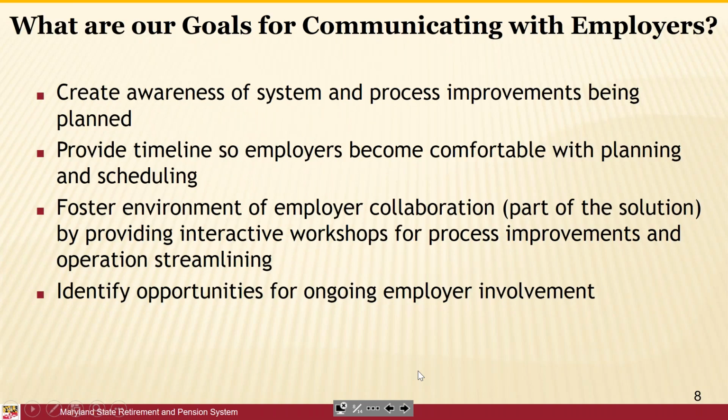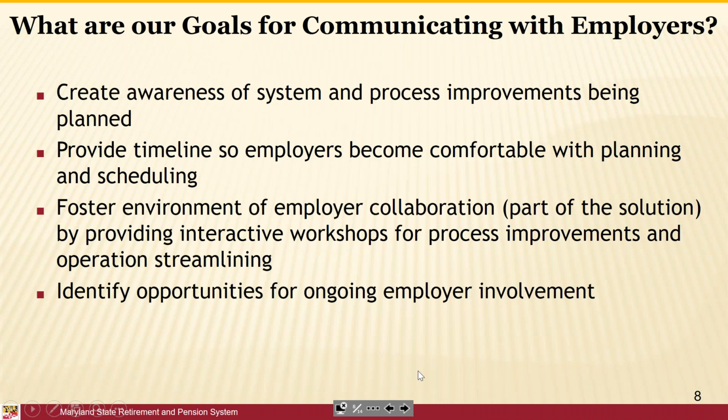But first, we want to go over the goals for communicating with employers. We know that communication is the key to success. So we want to make sure that we are communicating with the employers, with you all during this entire process and even beyond. So we want to create awareness of the system and process improvements that are being planned. This is just a kickoff meeting, so we will be hosting other webinars possibly in the future, or workshops, sending out further information to you with all the improvements that we are planning and working with you to implement that.